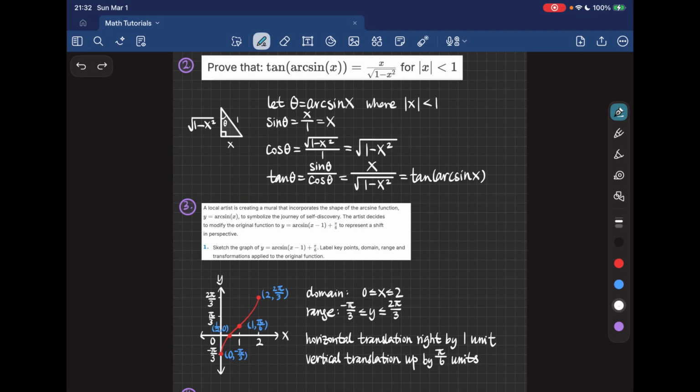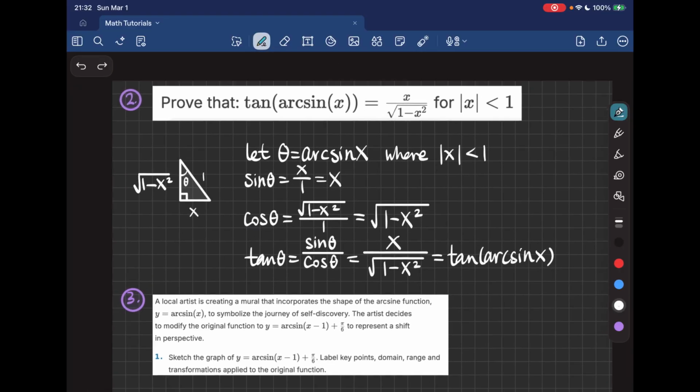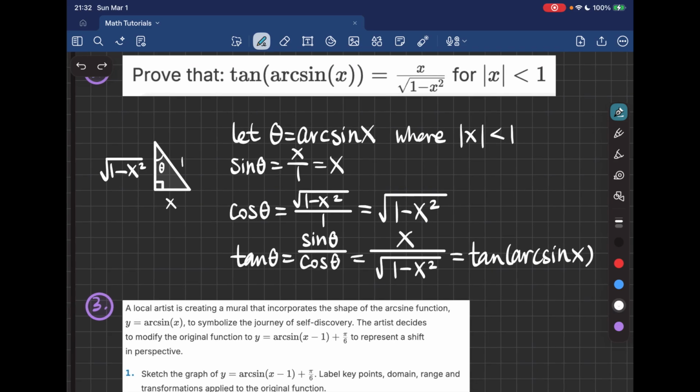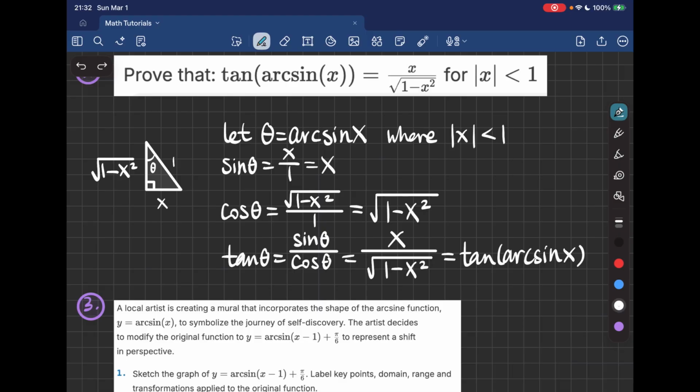Here are some other examples. So this one asks us to prove that tan arcsine x equals this fraction for the absolute value of x smaller than 1. So what I did is that I let theta, which is like an angle, equal arcsine x.